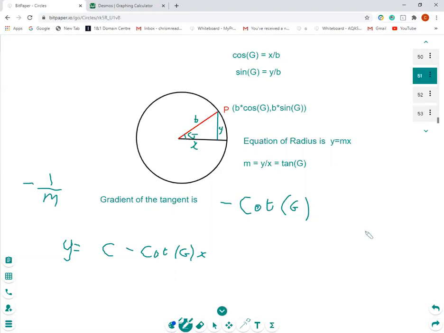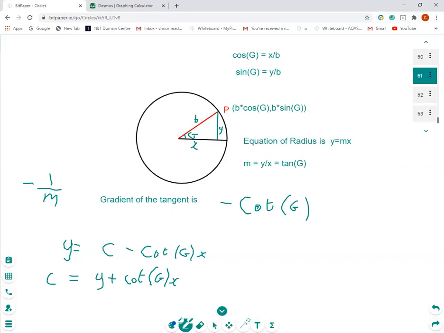C, we need this time because the tangent doesn't go through the middle. So there is going to be another constant in there, which is the y-intercept, which we're now going to try and work out. And then minus cotangent g x. I write it that way around because I tend to put minuses after other things if I can. Okay, just my way of writing things. So we're now going to try and work out what c is, and we're going to add the cotangent g x to both sides. So we get c equals y plus cotangent of g x.